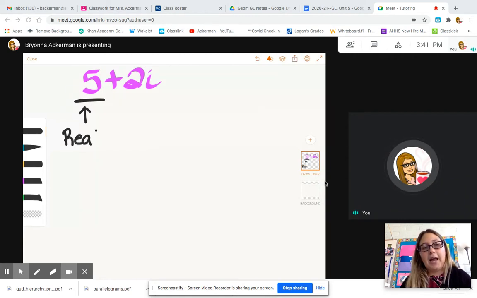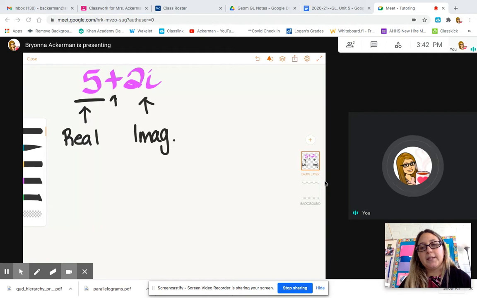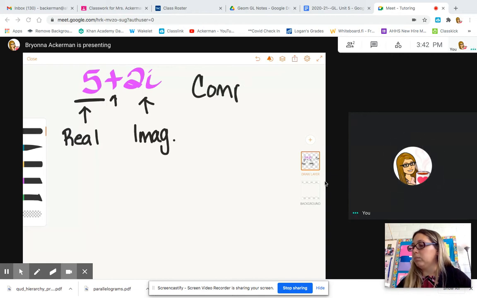And then it's attached through addition or subtraction to an imaginary number. And so when we have a real number plus or minus an imaginary number, this is called a complex number.